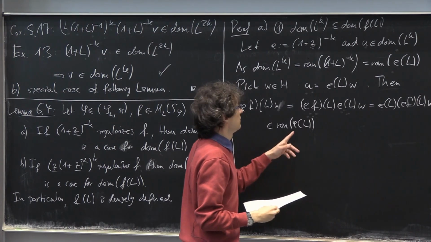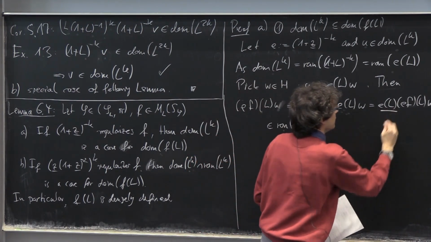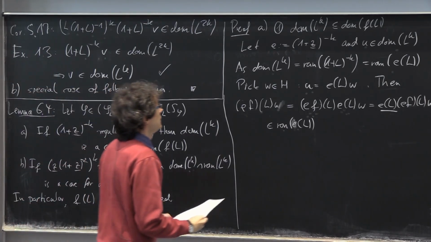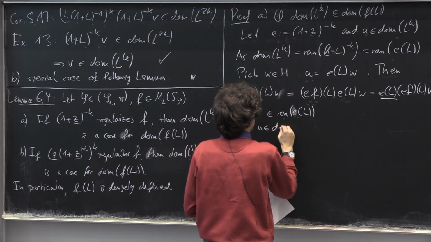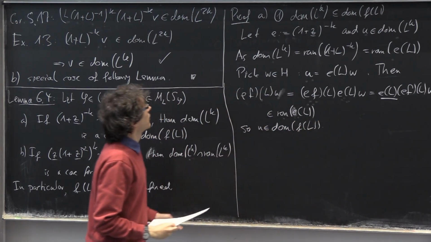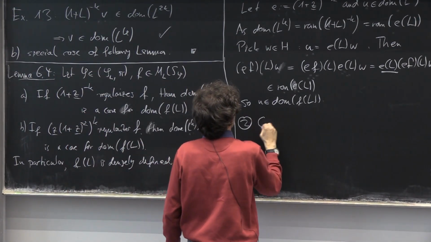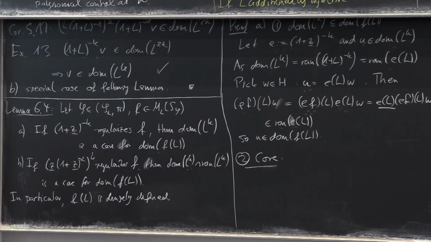And now you see that this is in the range of E of L. Okay, it's in the range of E of L, and this means that U is in the domain of f of L. Okay, that was part one. And now part two, we have to show that it's not only a subset, but that it stands with respect to the graph norm.